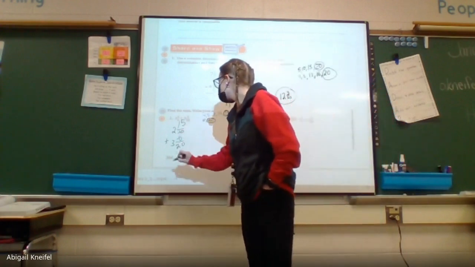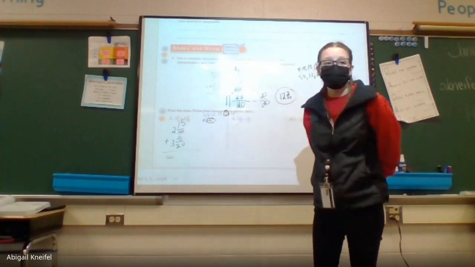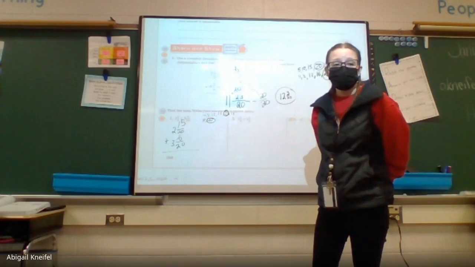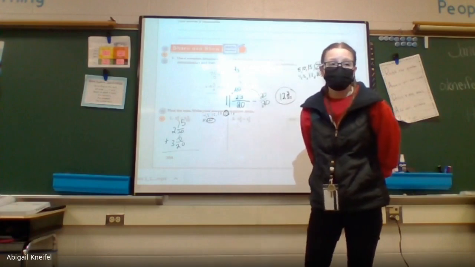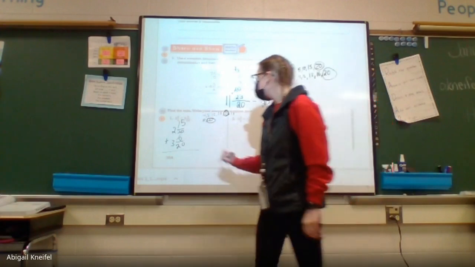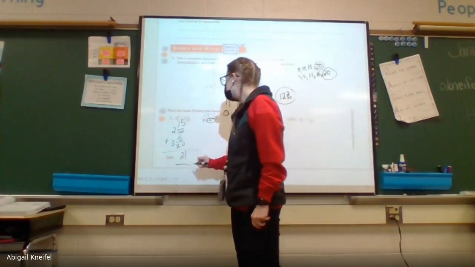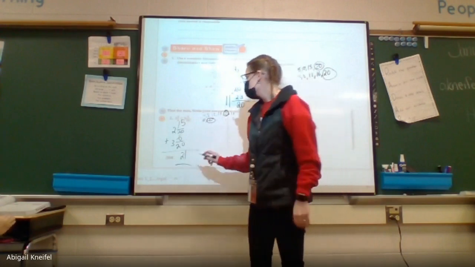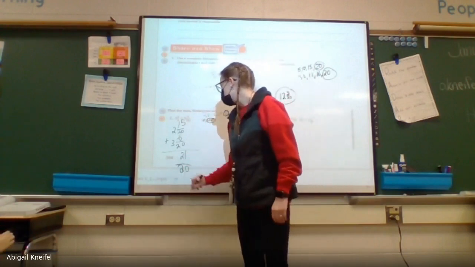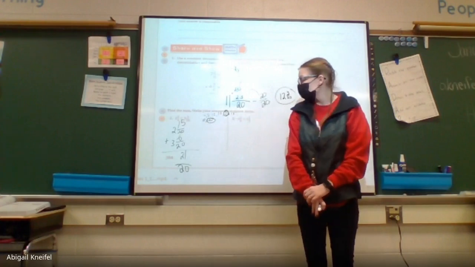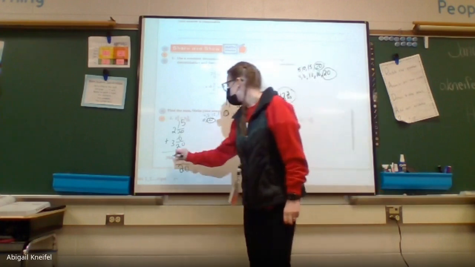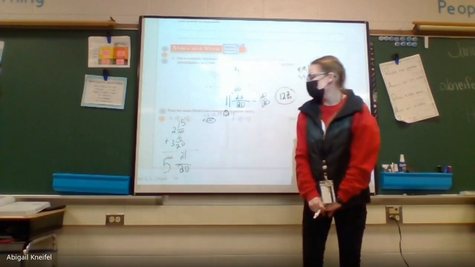What's my next step? You put 20 down below. Oh, no. You add 15 and 6. Adding 15 and 6, I get 21 over my denominator, which is 20. What's my next step? Add 2 and 3, which gives me 5. What do I need to do next?